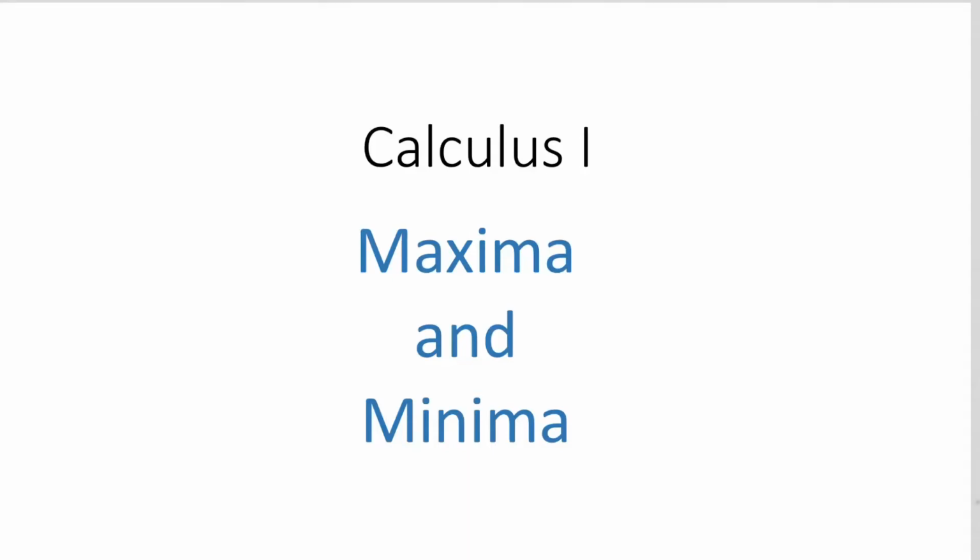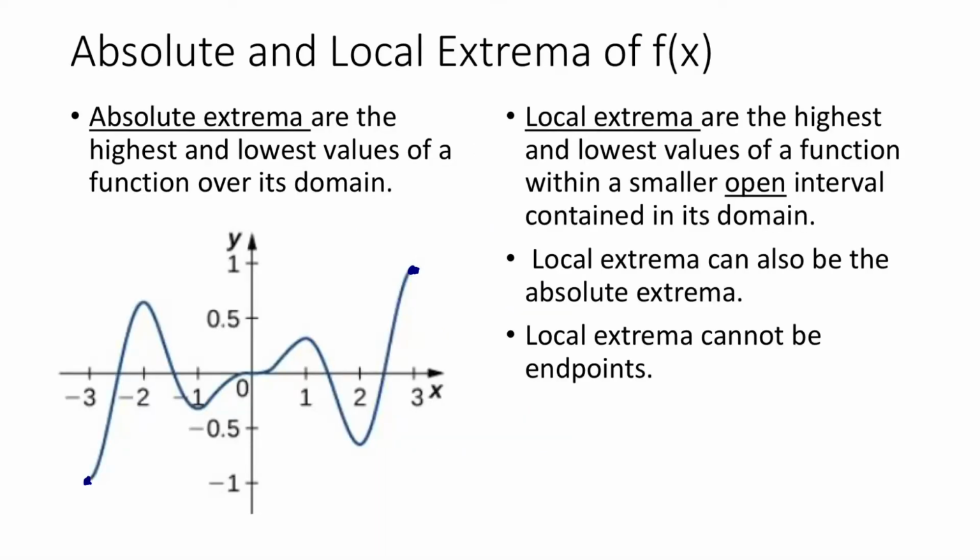Hello, in this video we're going to be talking about finding maxima and minima using the first derivative. So let's talk about what we mean by absolute and local extrema of a function f of x. Absolute extrema are the highest and lowest values of a function over its domain. Local extrema are the highest and lowest values of a function within smaller open intervals contained in its domain.